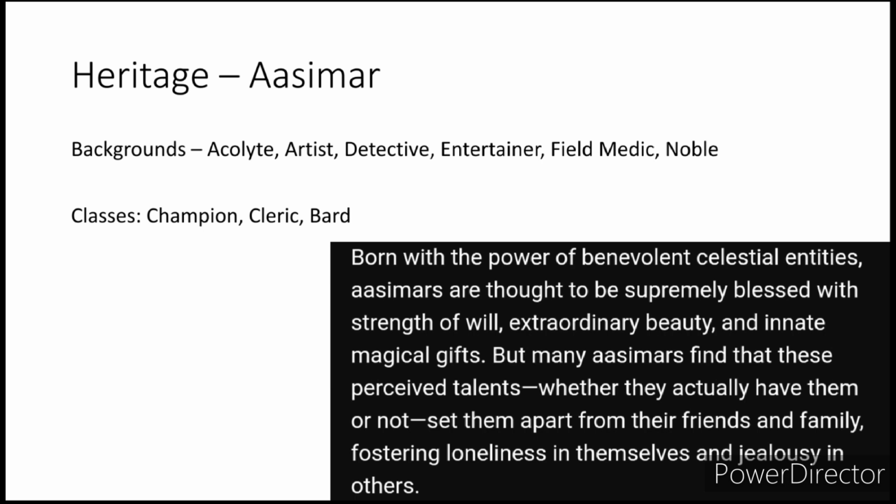And maybe that can be seen in how people interact with the Aasimar. Maybe they hate the Aasimar because they're so extraordinarily talented. Or maybe they are jealous that they got these gifts. And maybe it's the exact opposite for the Aasimar. They're jealous of others for not having these gifts. It's something to think about when creating your character. How does your character feel about having this type of heritage?